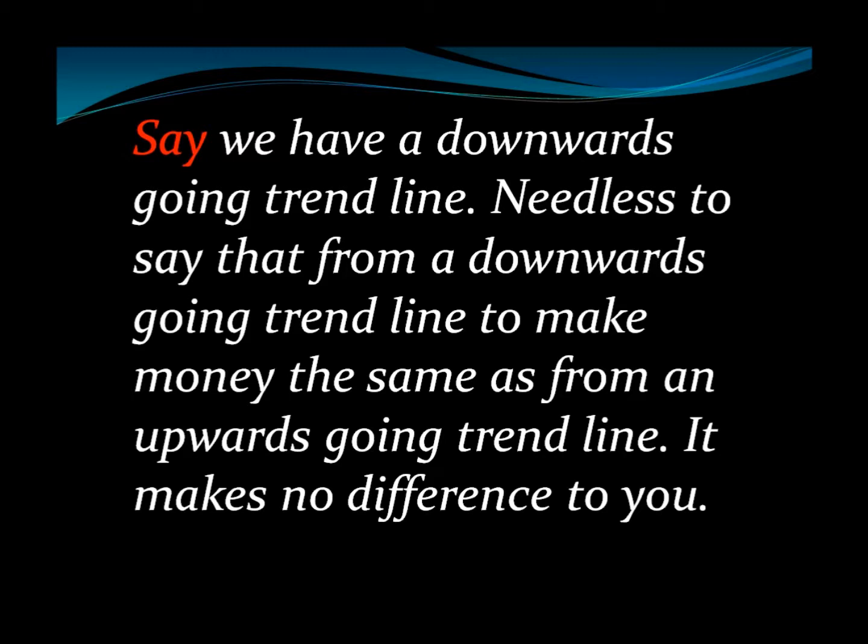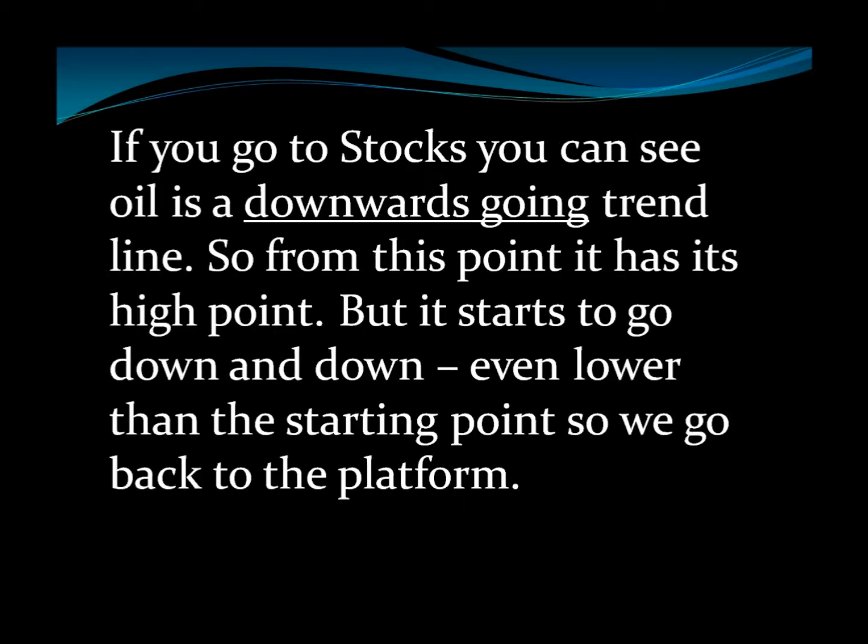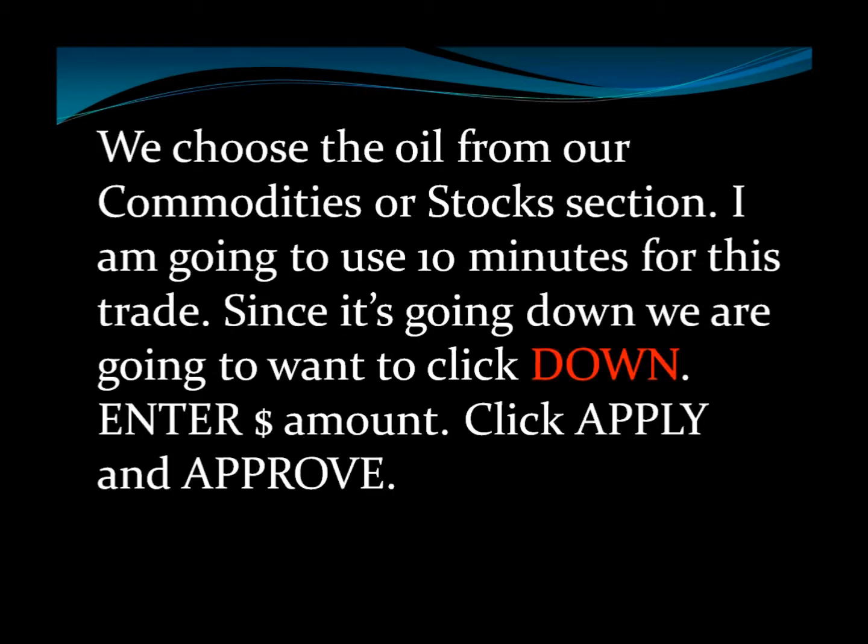So we have a downwards going trend line. Needless to say that from a downwards going trend line to make money, the same as from an upwards going trend line, it makes no difference to you. If you go to stocks, you can see oil is a downwards going trend line. From this point, it has its high point, but it starts to go down and down, even lower than the starting point. So we go back to the platform, we choose the oil from commodities or stocks section.